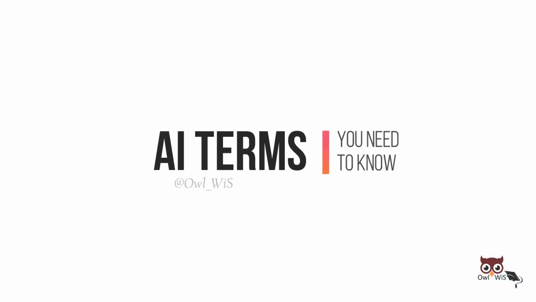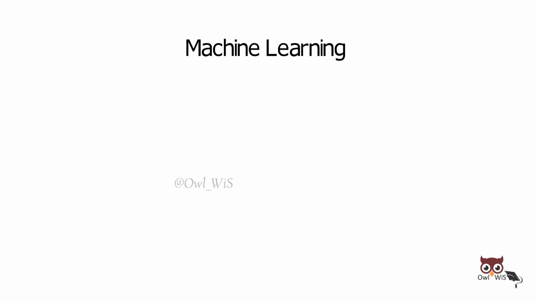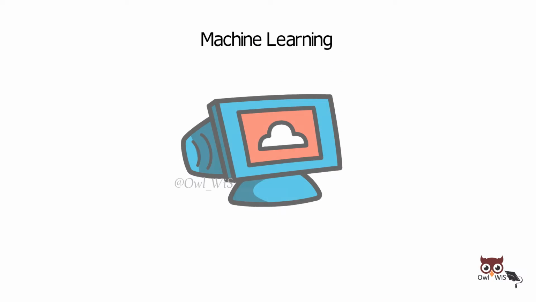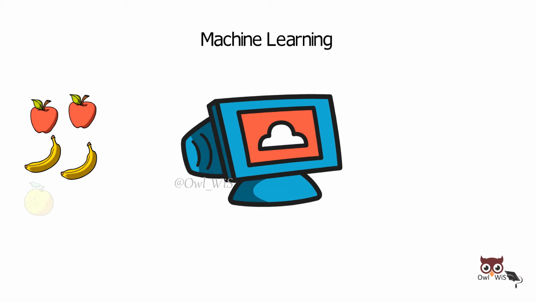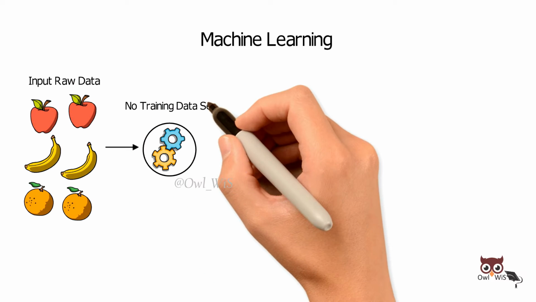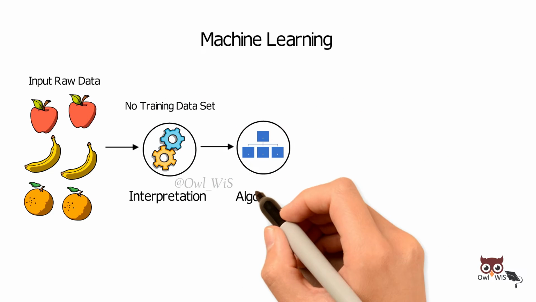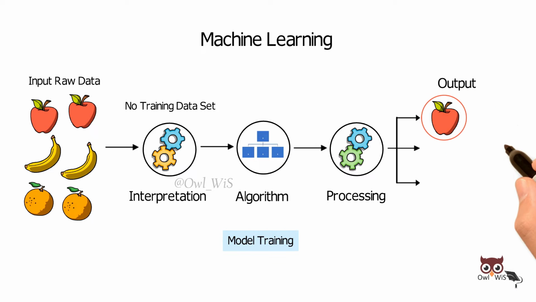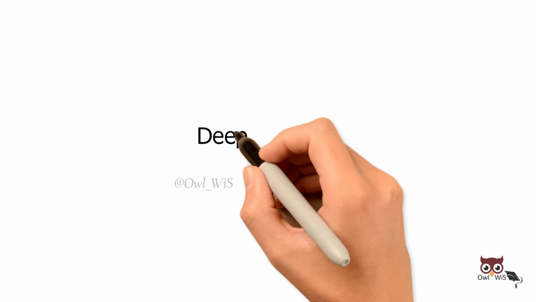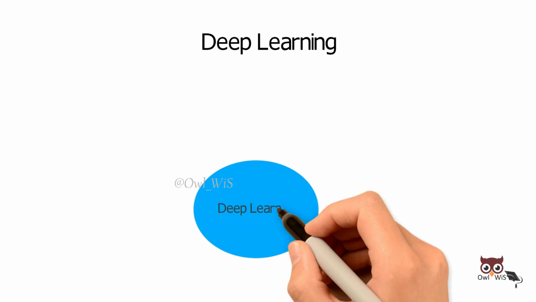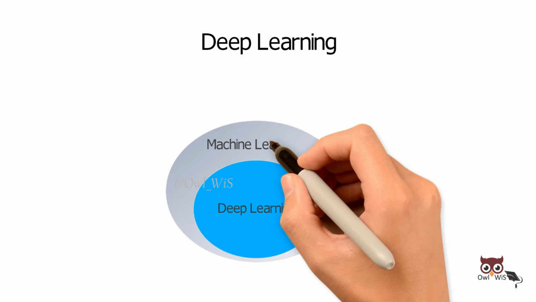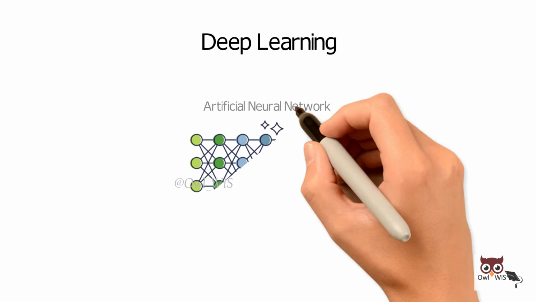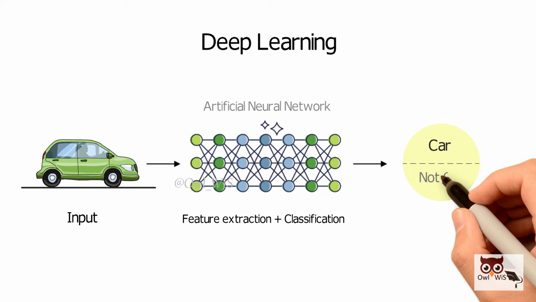AI terms you need to know. Machine learning. Machine learning is a branch of artificial intelligence that gives computers the ability to learn from data without being explicitly programmed. It involves creating algorithms that can analyze patterns in data and make predictions or decisions based on those patterns. Deep learning. Deep learning is a powerful subset of machine learning that uses artificial neural networks with multiple layers to analyze data and make predictions.